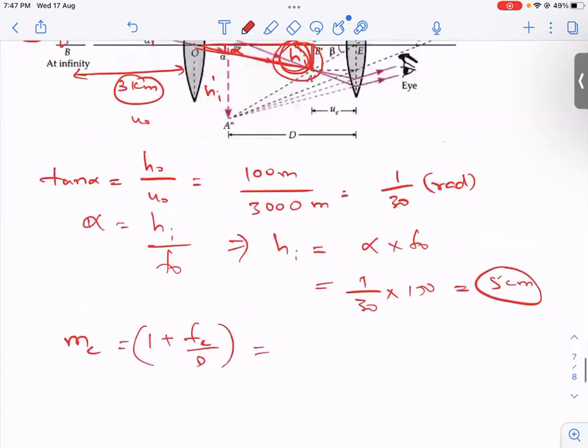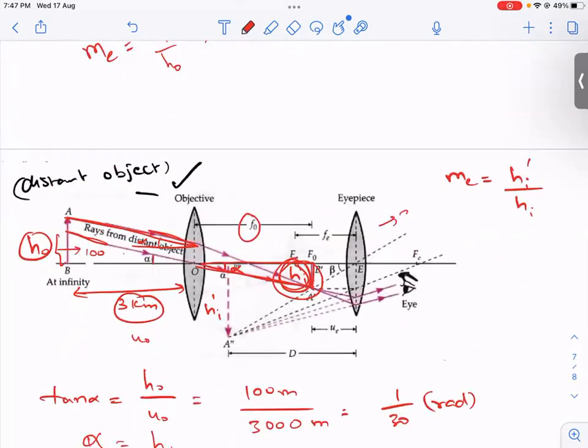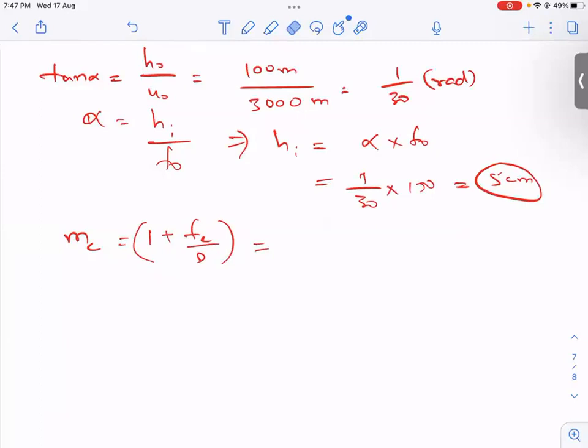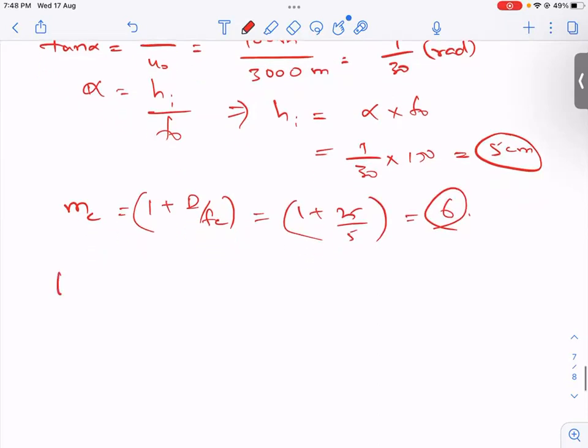Actually, this will act as a simple microscope, right? So when it is going to act like a simple microscope, it will be 1 plus D divided by f. So 1 plus 25 divided by 5, which is going to be 6. Okay. So height of the final image divided by the height of the object will be equal to 6, which implies h_i dash is equal to 6 into h_i, which is 5. That will give you 30 centimeters.